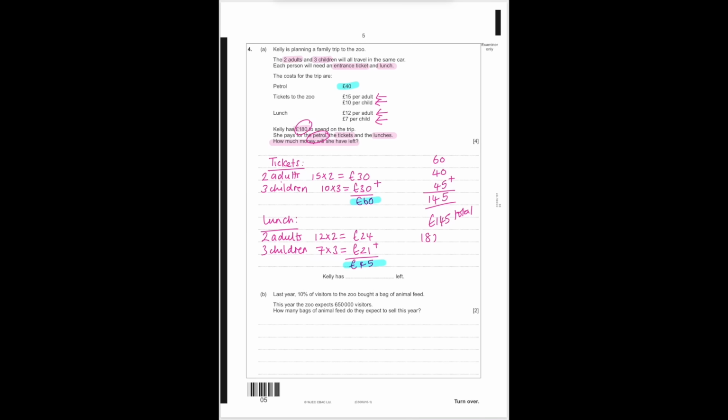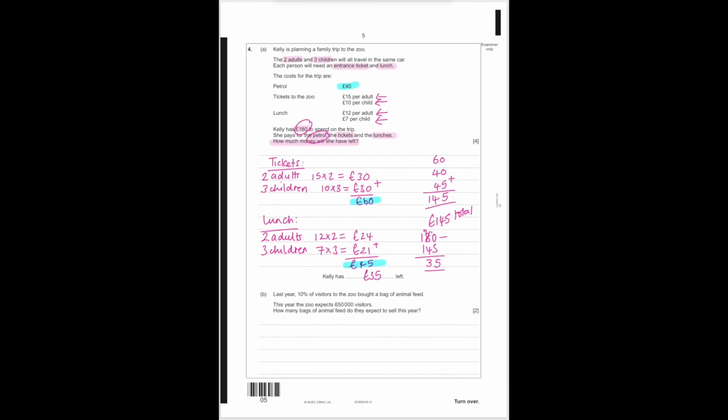So we need to do 180, take away the 145 that it costs. So 0 take away 5 I can't do and get a positive answer, so I need to borrow. 10 take away 5 is 5. 7 take away 4 is 3. 1 take away 1 is 0. So Kelly has £35 left.